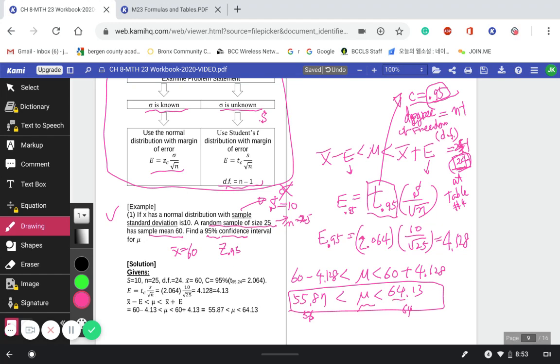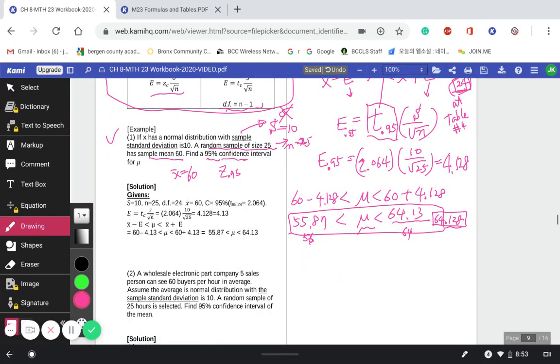It doesn't matter if I say 64.13 or 64.128. It doesn't matter. I like to have 3 digits, but whichever format is fine. Okay? Now, the second example is exactly the same as the first in a different format.